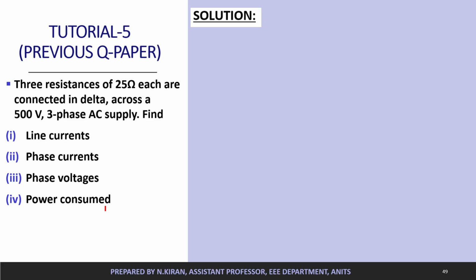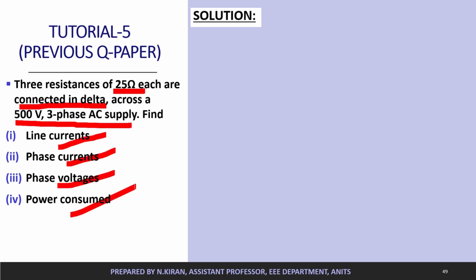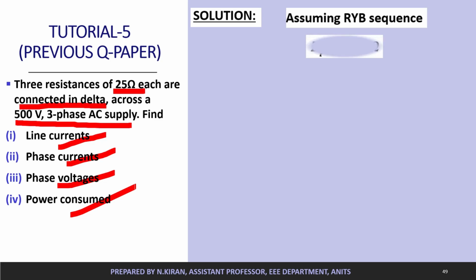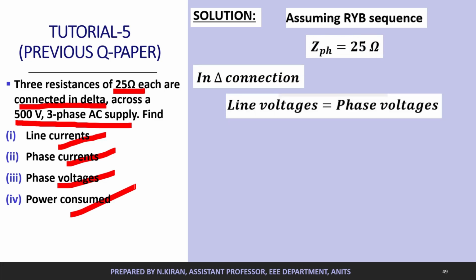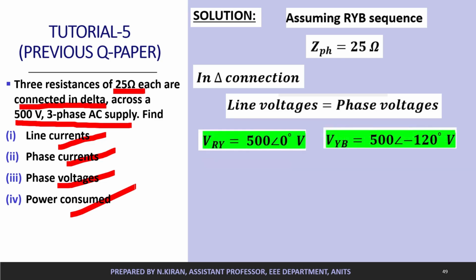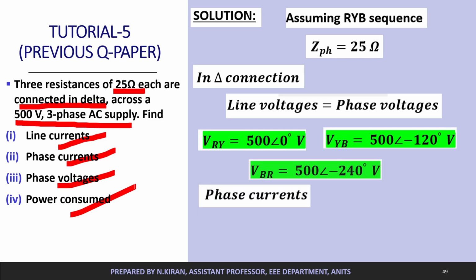Next, the fifth sum: three resistances of 25 ohms are given to be connected in delta across a 500 volts AC supply. It asks us to calculate line currents, phase voltages and power consumed. So assuming that it is RYB phase sequence, Z phase is given to be 25 ohms. Since this is a delta connection, line voltage is equal to phase voltage. So VRY is 500 at an angle 0, VYB will be 500 at an angle minus 120 and VBR will be 500 at an angle minus 240.